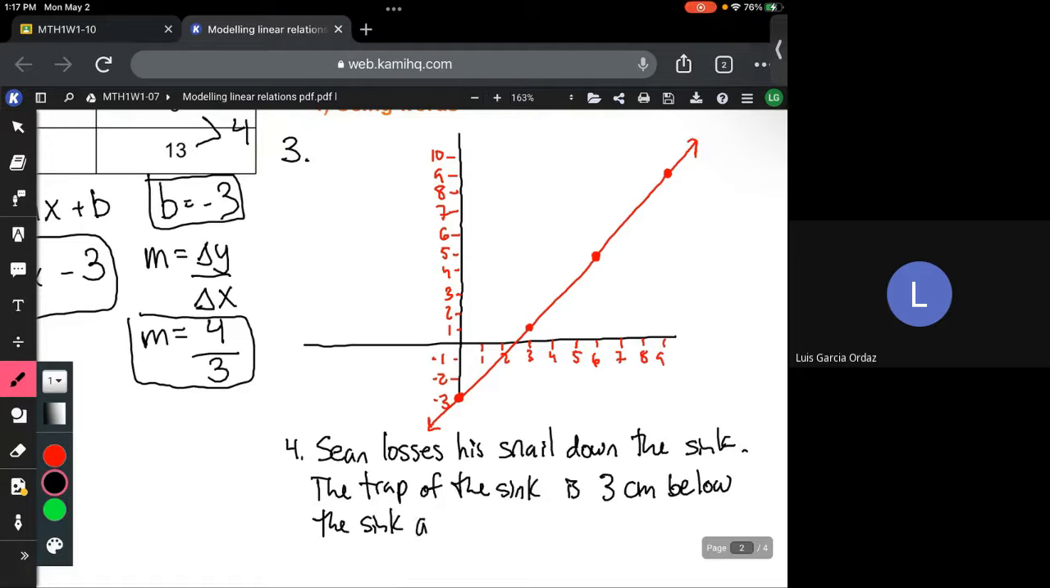Sean loses his snail, and the snail climbs up at a rate of 4/3 centimeters per... what's my time? Is it in minutes or seconds? Minutes.